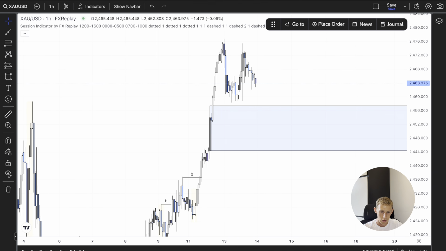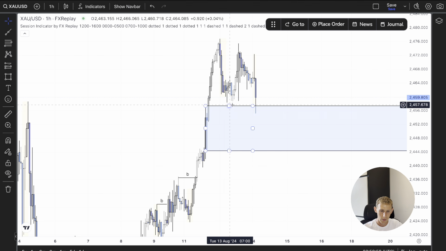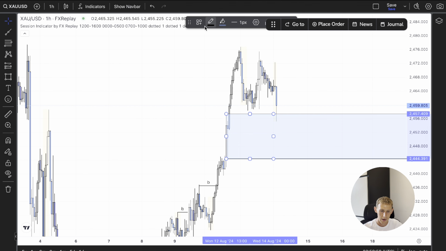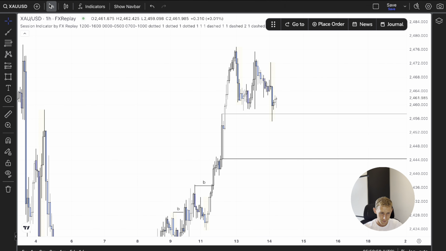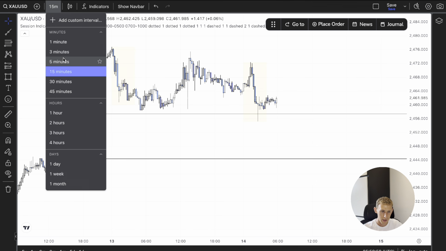Okay, we've got some nice inducement above it now as well. You can see we've got like 4 lows resting above this area. This is the Asian session, so I'm going to fast forward. Okay, so London opens.